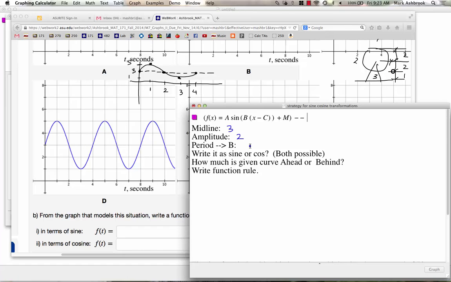What is it? It's about the input, right? Our input is in theta or seconds? Time, right? So our period is going to be whatever the input of the function is, 4 seconds.